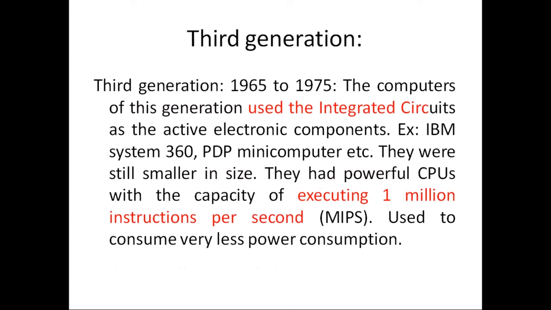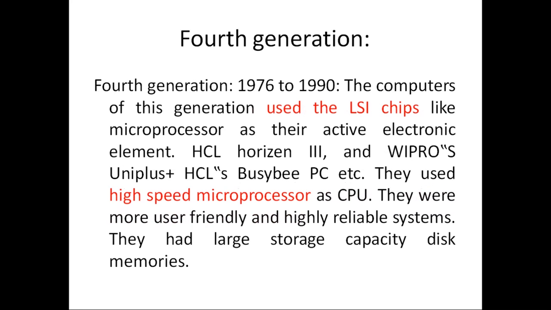The computers of this generation use integrated circuits as the active electronic components, like the IBM System 360 and PDP minicomputers, and they were still smaller in size. They had powerful CPUs with the capacity of executing 1 million instructions per second, MIPS. So 1 MIPS they were used, and they consumed very little power in comparison to the previous two. Then coming to the fourth generation, it started between 1976 and 1990.